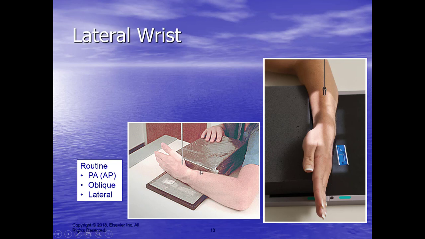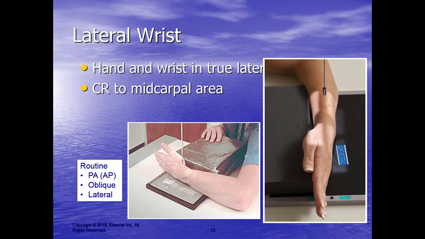Lateral wrist. You can use a sponge to place them against. Basically, you tell them to do a karate chop and put their hand in that position. And again, if they don't know what to do, just show them with your hand and demonstrate it. So your hand and wrist will be in a true lateral. You're going to center to the mid-carpal region, just like you did in the previous two.